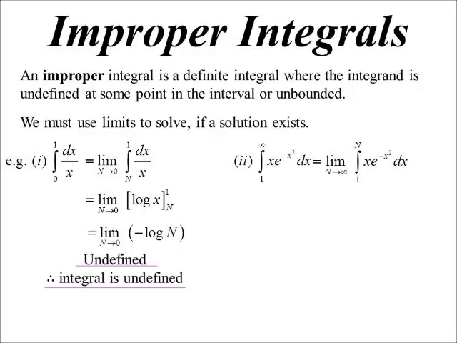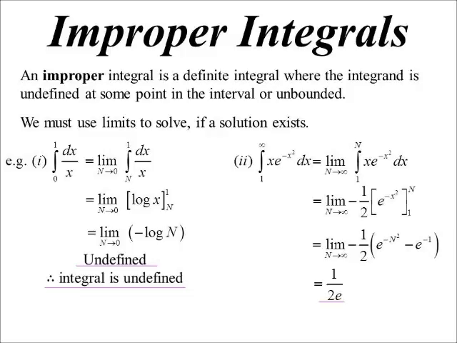I've got derivative e to some function. So that will integrate to be minus half e to the minus x squared. So e to the minus n squared. Now this one I can work out. Because what's the limit as n approaches infinity of e to the power of negative n squared? Well, that's going to be 0. Because that's our exponential coming down this way. So it does actually have a value. 1 on 2e. I can find that improper integral.